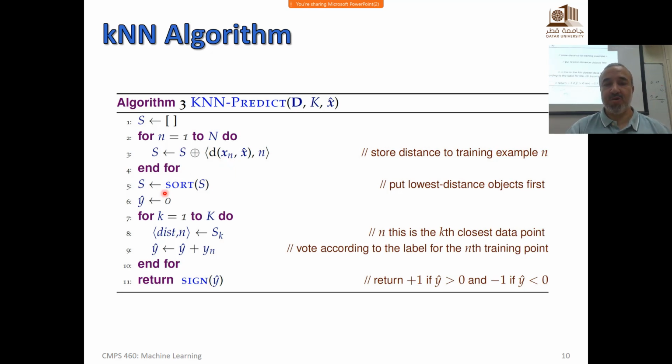Okay? We sort this after we do it for all points. We sort it and we get the top K. We go through the top K to get the majority vote. Okay, you can look at it on your own. So these are the main steps: getting the distances with every possible point in the training set, sorting, and computing the majority vote to give the prediction at the end.